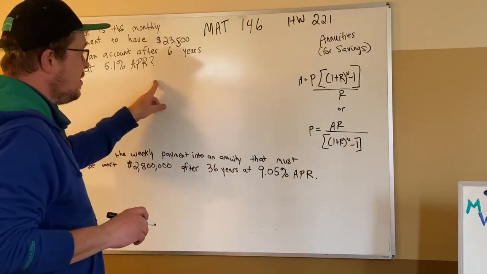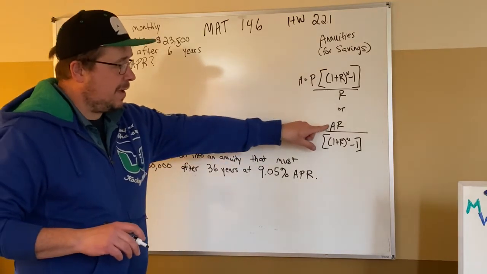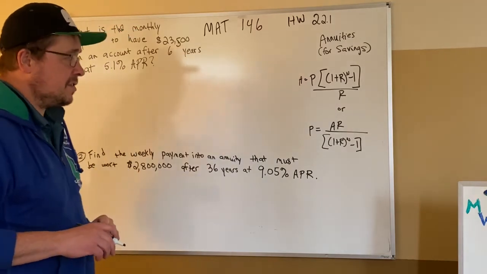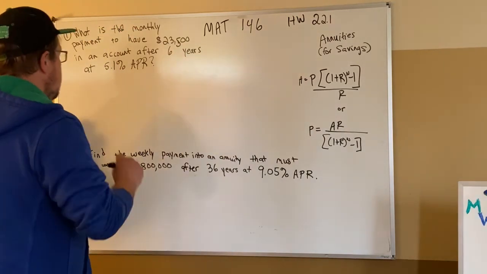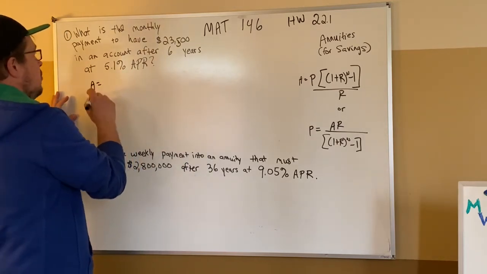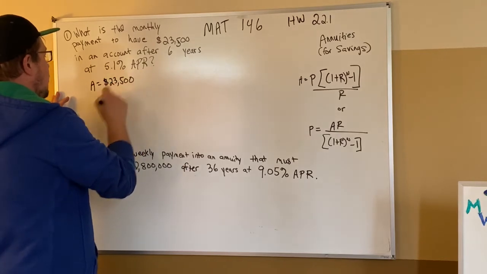We're looking for the payment that we're making, so we're doing one of these two things, and we're looking for the payment because we know the amount that it's got to be. It's not that we know the payment that we're making and want to see what the account is going to be worth, so the P equation. So now we have to find A, R, and N. A is where we want to be, $23,500, straight up done to go in like that.